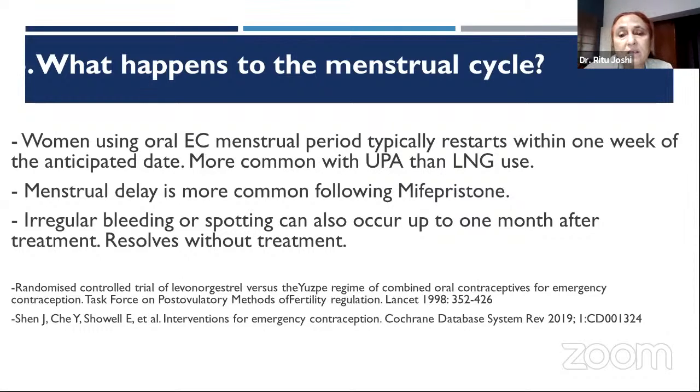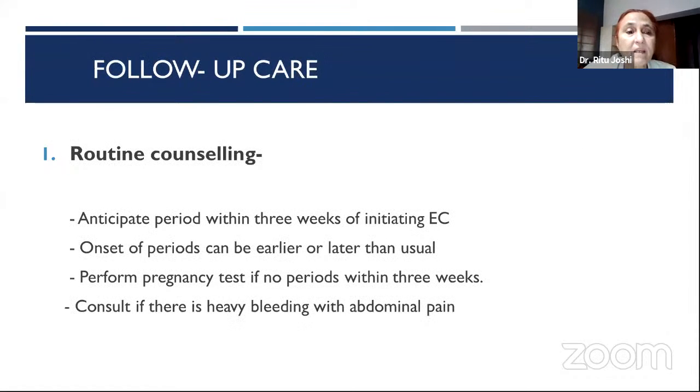The Cochrane database in 2019 explained everything very clearly: in women using oral EC, the menstrual period typically restarts within 1 week of the anticipated date, more commonly with ulipristal and LNG use. Menstrual delay is more common following mifepristone. And irregular bleeding or spotting can also occur up to 1 month after the treatment; it resolves on its own and does not need any treatment. Follow-up should always be there when we prescribe it to them, and when these women come back to us, routine counseling should be provided.